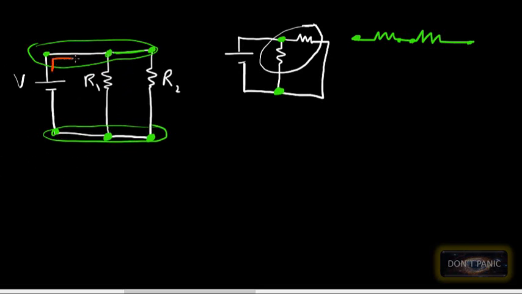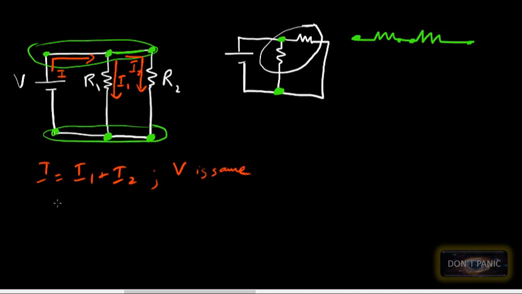But what happens to the current is the battery sends out some current in this direction, I, and then this current divides in two. So it becomes I1 here, and it becomes I2 here. So this current came in here and divided into two parts, I1 and I2. So I is equal to I1 plus I2. And V is the same everywhere. V is the same in both branches, or in branches that are in parallel with each other.